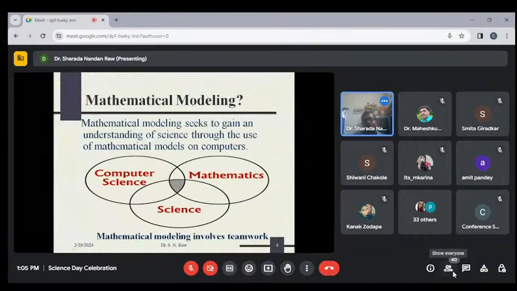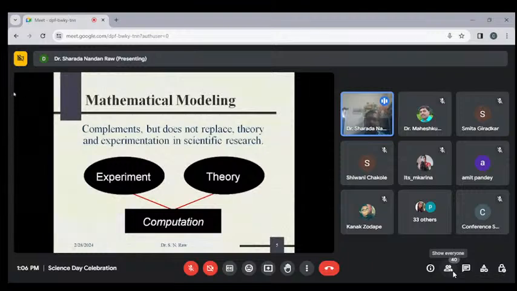The mathematical modeling: computer science plus mathematics plus science, that is physics, natural law. You should know about this, then you can do the mathematical modeling. Mathematical modeling involves teamwork, so all this knowledge you have to have. Mathematical modeling complements but does not replace theory and experiment in scientific research. It does not replace theory and experiment; it is a complement. Experiment and theory and then computation.